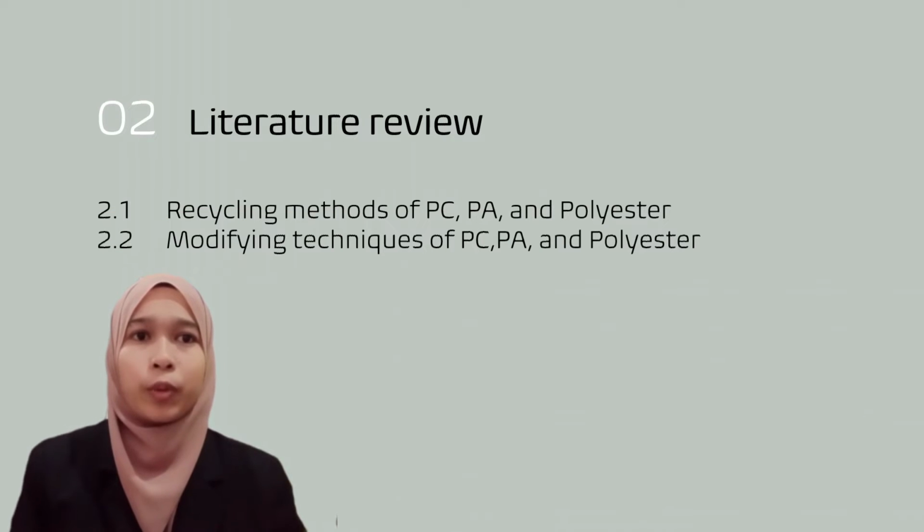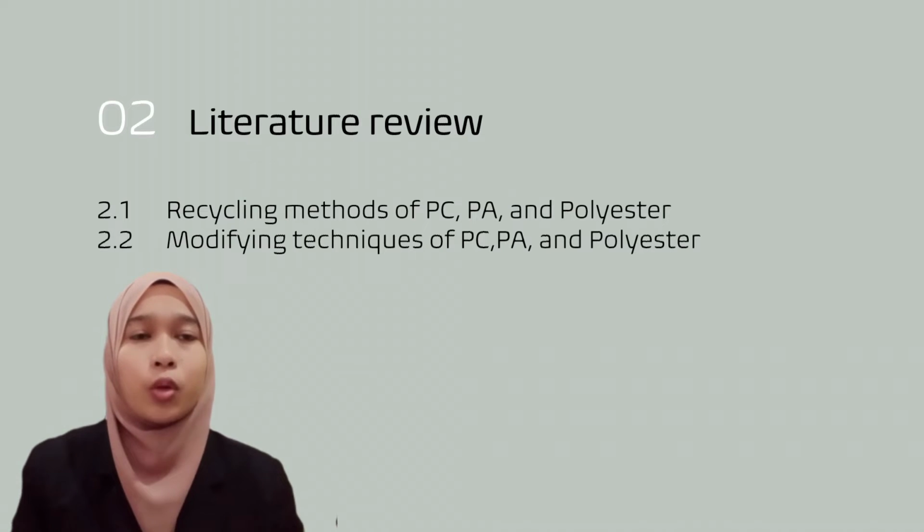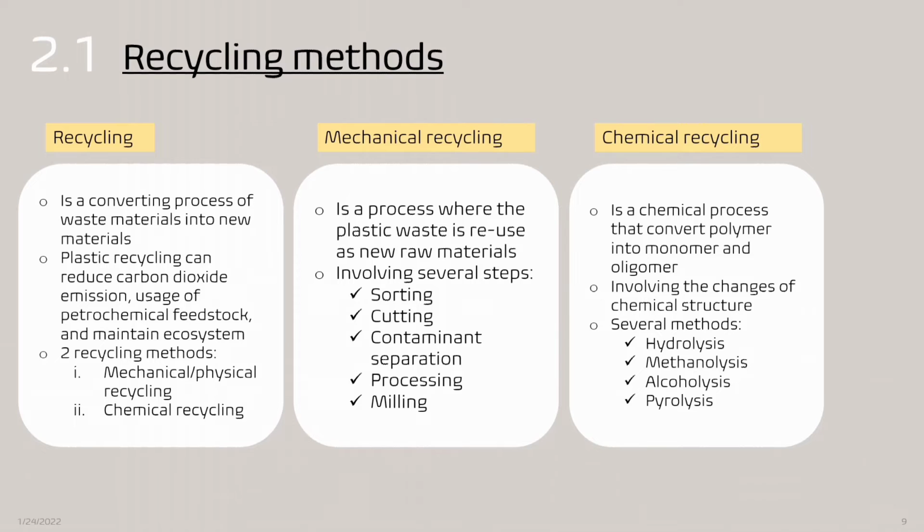Let's move into part 2, the recycling and modification methods for polycarbonate, polyamide, and polyester. Recycling method. So recycling is a converting process of waste material into new material. Plastic recycling can reduce carbon dioxide emission and usage of petrochemical feedstock, and maintain the ecosystem. There are 2 types of recycling methods, which are mechanical and chemical recycling.